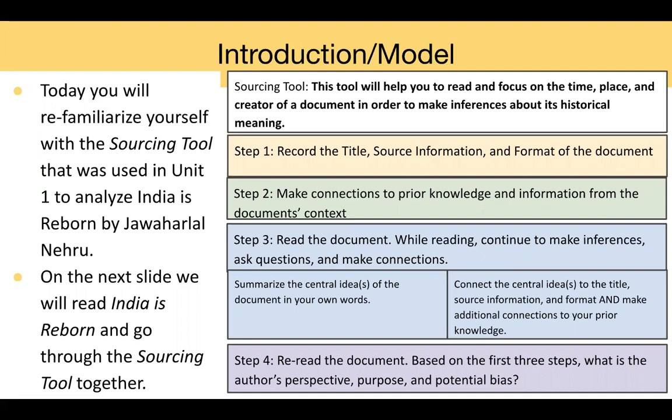We will look at the central idea or ideas of the document and try to summarize it in our own words. And then we're also going to try to connect those central ideas to what we know about the text. So looking at the title again, the source information, and making additional connections to our prior knowledge. And then we're going to bring it all together. In step four, we reread the document, we look at our annotations and our notes, and then we try to figure out what is the author's perspective, purpose, and potential bias.